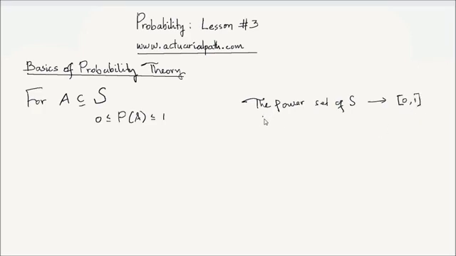The power set of S, by the way, is the set which contains all the subsets of S. So you list all the subsets of S if you can, and then put them as members of a big set, then you have a power set. As a matter of fact, what this means is every subset of S could be assigned a value between 0 and 1 that we call the probability of that event. And we assign that probability by using some rules or axioms of probability.